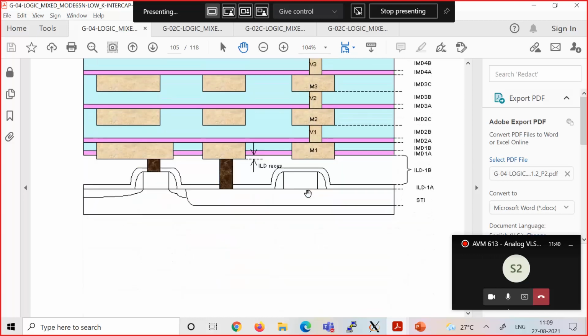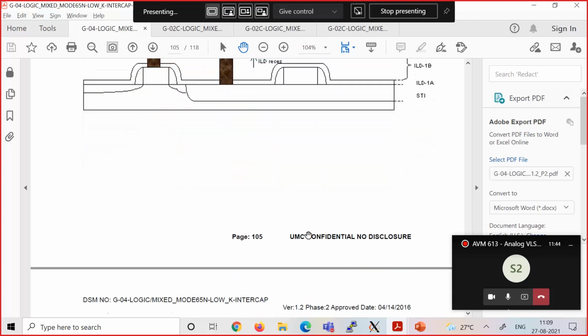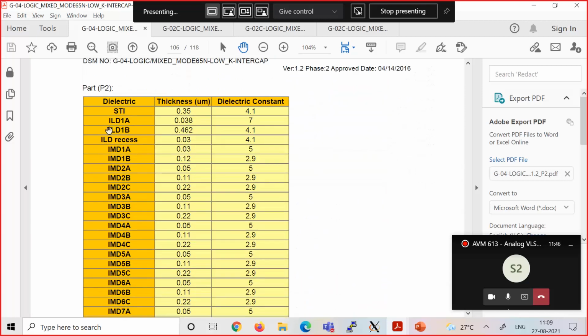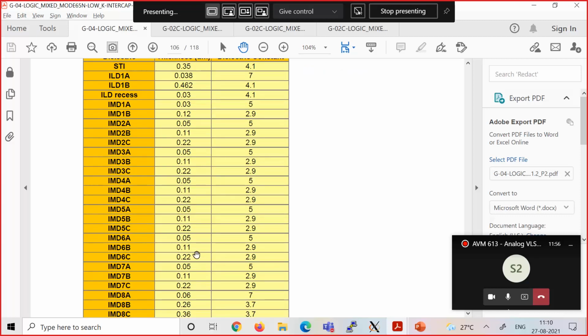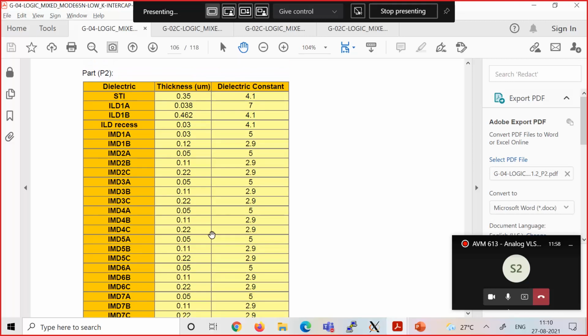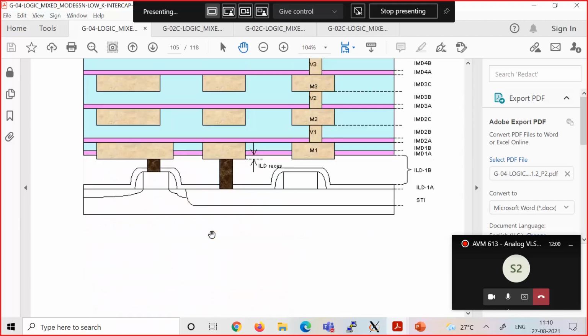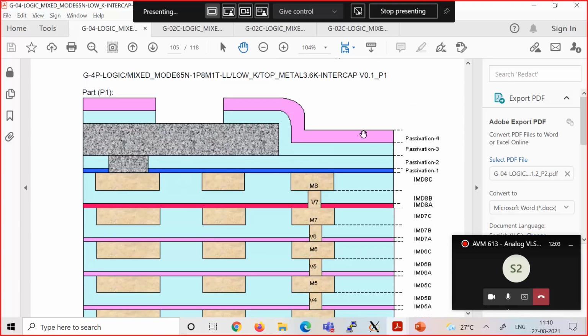You can see all these layers have different names, and in the next page they have given their thickness in terms of microns. You can see that these are all very, very thin layers, and each of them has its own dielectric constant. Finally, when you come to the top, this is what is called the passivation layer.